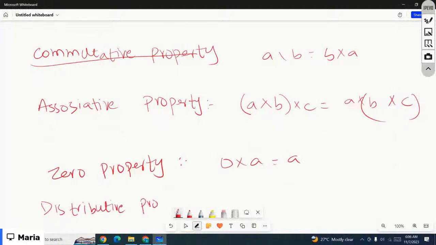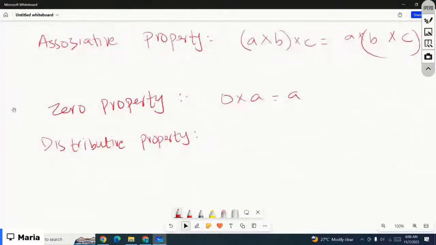So what is distributive property? In distributive property, we have addition and multiplication. Two operations are involved. For example, it looks like this: a times (b plus c). That is the distribution over addition. Basically a is outside the bracket, right? That means a times (b plus c) equals a times b plus a times c. That is the distributive property. So these are the four basic properties we have to use with multiplication.